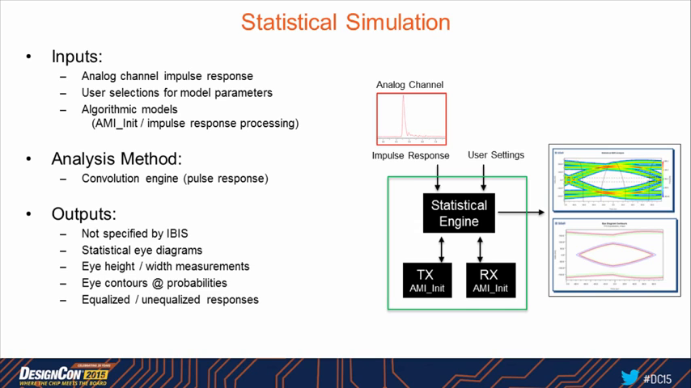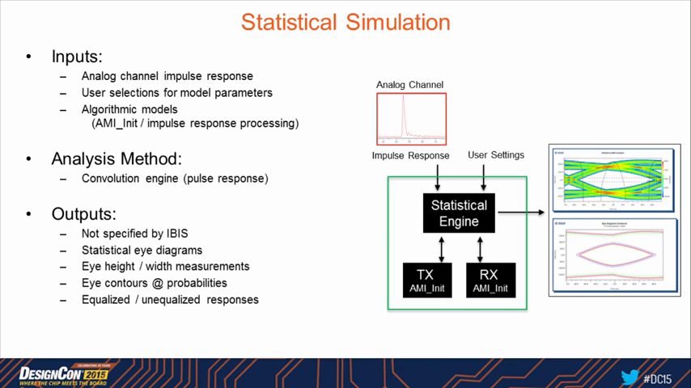So in the case of a statistical simulation, what's being input to the process is the impulse response from network characterization, and then the algorithmic models that are part of the AMI models, and then the user's settings for any equalization or any parameters that are being fed into the models, because a lot of these models come with controls, and the user can set the state of the controls. I want this, that, or the other equalization, or I want to turn the DFE on or off. And those are choices that the user makes when they're setting up the simulation that get fed into the simulation models at runtime.